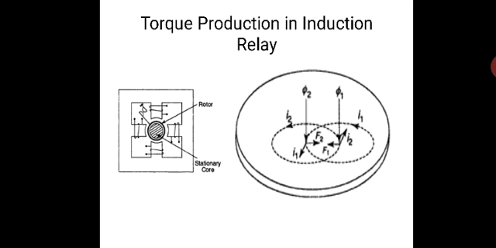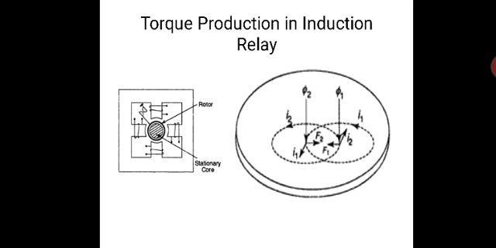by the other. Here, these alternating fluxes induce EMFs, small e1 and small e2, in the disc, which lag their respective fluxes by 90 degrees. These EMFs lead to the flow of eddy currents I1 and I2. By the interaction of phi1 with I2 and phi2 with I1, a driving torque is produced. Okay, the currents I1 and I2 lag the voltages E1 and E2, see the figure, by the impedance angle lambda of the disc.